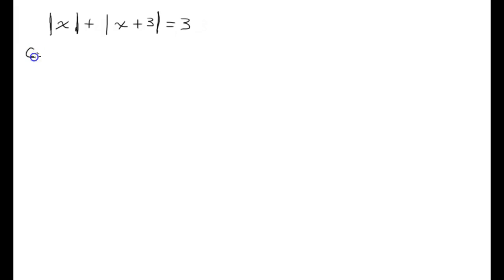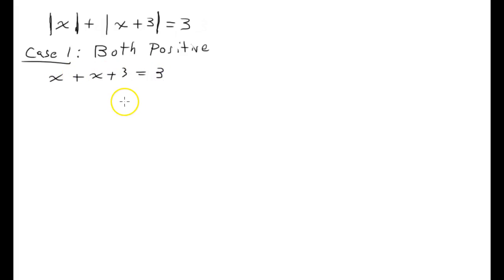So let's start here with case 1. Case 1, that is both positive. Both of the expressions inside the absolute value are positive. And that will give us an equation, x plus x plus 3 equals 3. So we'll add the x's and we get 2x equals, we'll subtract the 3 from each side, we get 0, so we have x equals 0. Let's hang on to that solution for a little bit later.